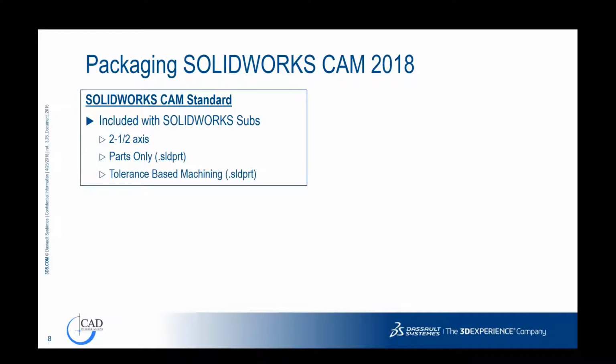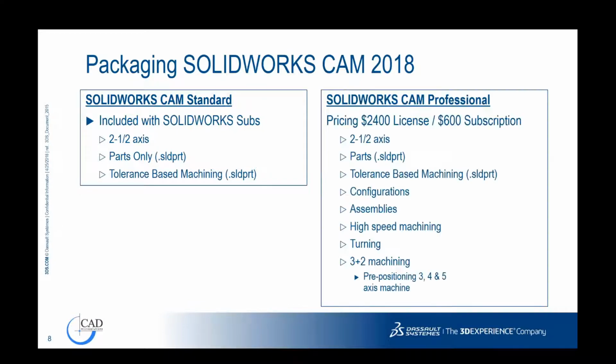Essentially, it has two different packages: SOLIDWORKS CAM Standard, which is included in every license of SOLIDWORKS on subscription, and it has 2.5-axis machining on parts and tolerance-based machining. There's another upgrade available, which costs $2,400 US for the license and $600 for subscription, which extends the capabilities in SOLIDWORKS CAM to add the ability to leverage SOLIDWORKS configurations, to machine in assembly mode, to have high-speed machining, but also to do 3-axis machining and 4th and 5th axis positioning.